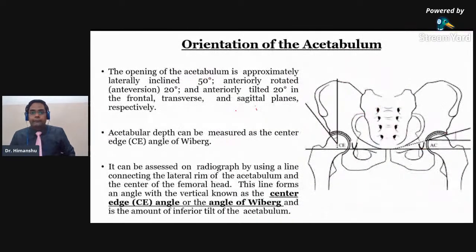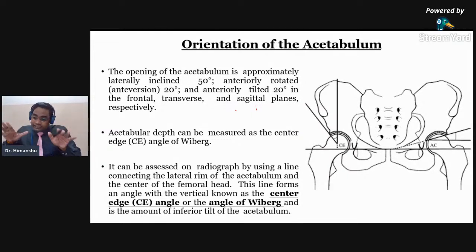Now the orientation of the acetabulum that I was talking about. The opening of the acetabulum is approximately laterally inclined because it has to show its face laterally. So it is inclined laterally at an angle of 50 degrees. It is anteriorly rotated at an antiversion angle, which we'll be talking about, of 20 degrees.